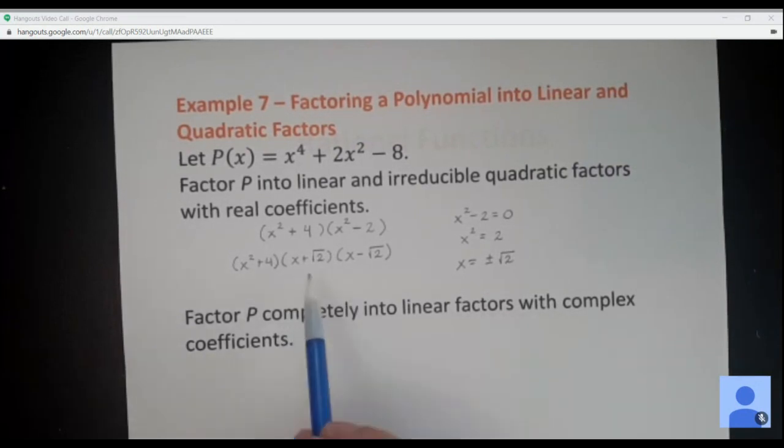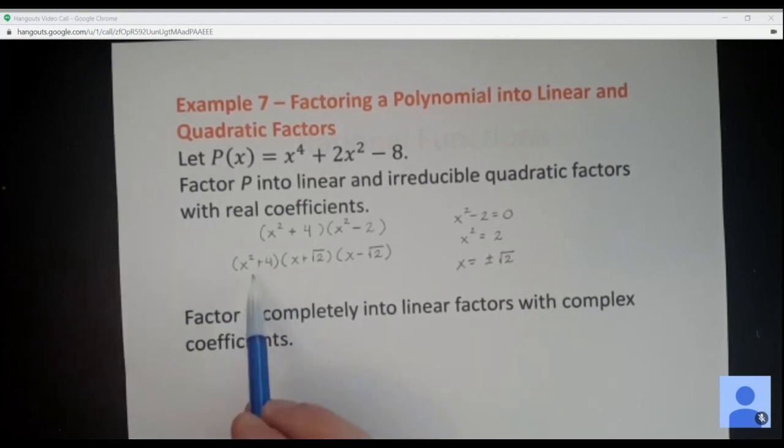Right? So we know these two things aren't going to change. We're still going to have those two factors. But now we've got to think about what are going to be the factors that are going to come from this, and we're going to factor it down even further. So how can we find the factors that are going to come from x squared plus 4, or the zeros that are going to come from x squared plus 4?